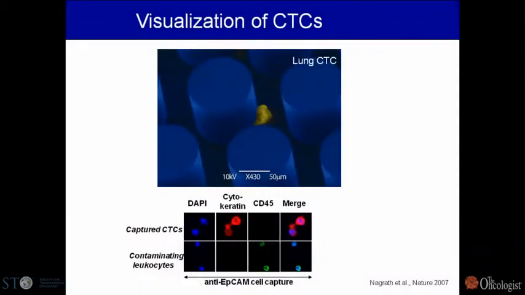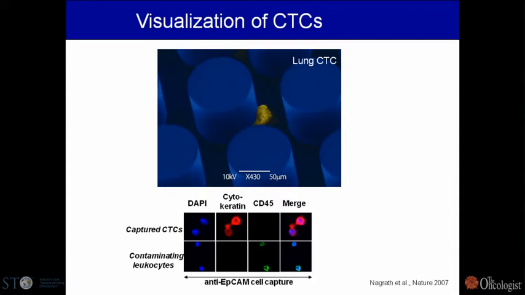Now, this is a lung cancer patient, a CTC from the first patient with lung cancer that we captured. It's in false color in yellow, but you can see again in this scanning EM capture of the cells. And then you get into the question of definition. How do you define a CTC? How do you know what it is?